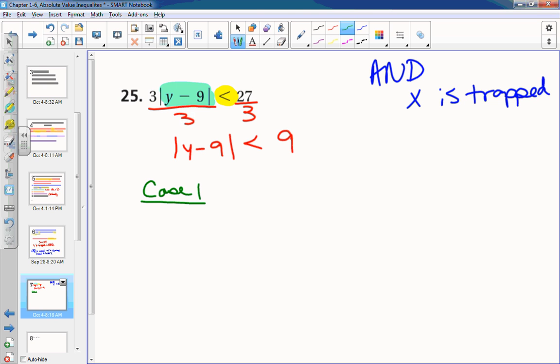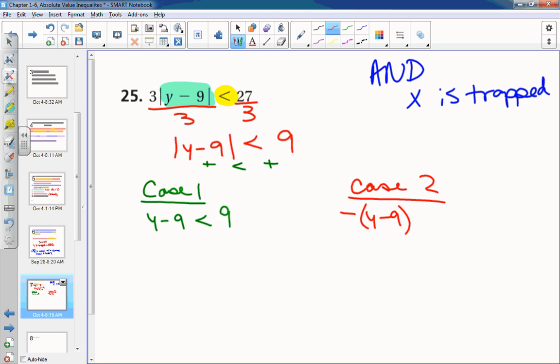First of all, is this possible? This is a positive outcome, and that's going to be less than a positive outcome. That's possible. 3 is less than 5. 10 is less than 22. Those are both positive numbers, so this is a possible scenario. So case 1 would be y minus 9 is less than 9. And case 2 would be y minus 9, a negative in front of that, is less than 9.